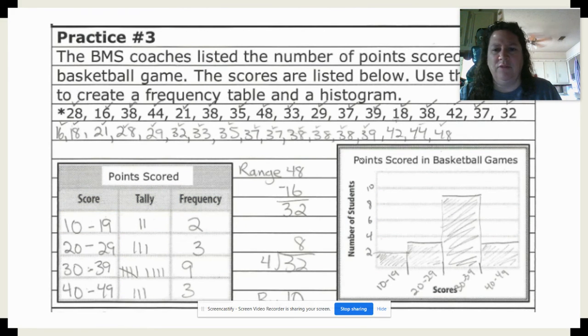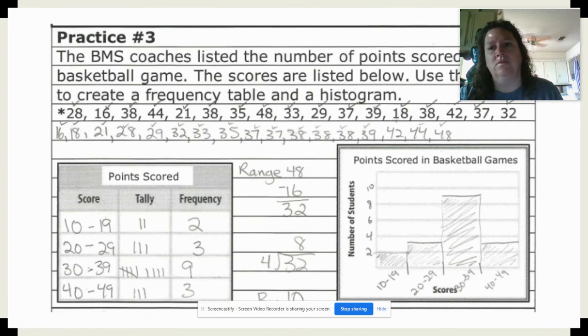I list them from least to greatest. Notice I've got check marks. I count and make sure I caught them all. And then I looked at my data. I said my range was 32, and I thought, they give me 4 spots on my frequency table, right? 32 is close to 40.